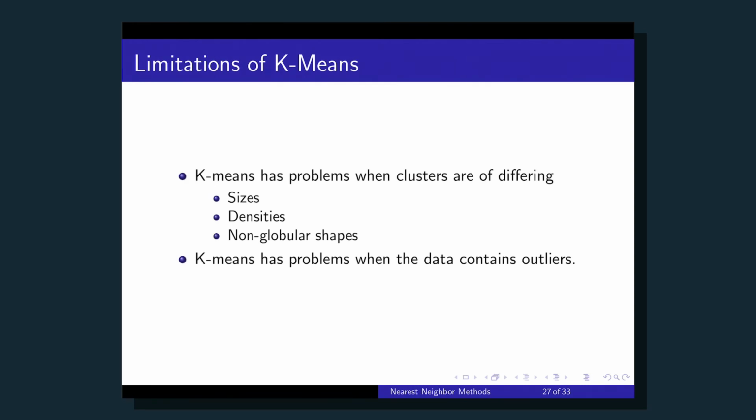So these methods, in this case k-means, but also k nearest neighbors, would have problems when there are clusters of different sizes, of different densities, and especially when clusters are non-globular shapes in whatever many dimensions you have. And also they would have problems when the data contains outliers. We'll see how we handle outliers with k nearest neighbors in a minute.